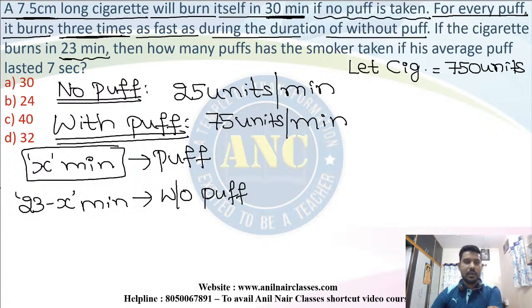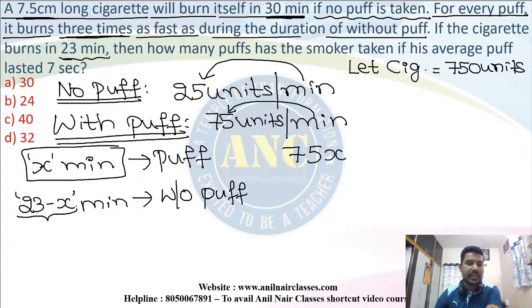23 minutes. Now, when he is puffing, in 1 minute, he will complete 75 units. In x minutes, he will complete 75 into x units. Similarly, when he is not puffing, in 1 minute, he will complete 25 units. In 23 minus x minutes, he will complete 25 into (23 minus x).